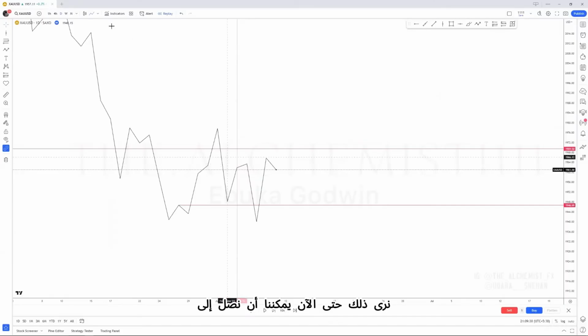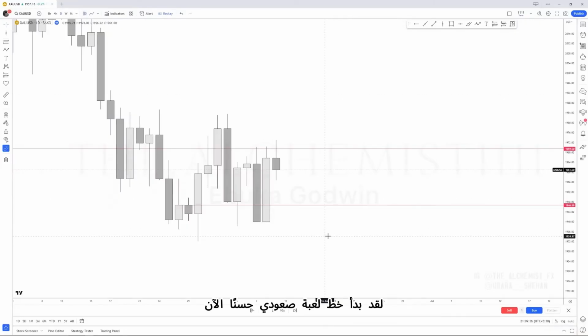So now we can come to a conclusion: weekly has started a bullish storyline. Now look how interesting this gets. Just look how interesting this gets. It can't even get any better.